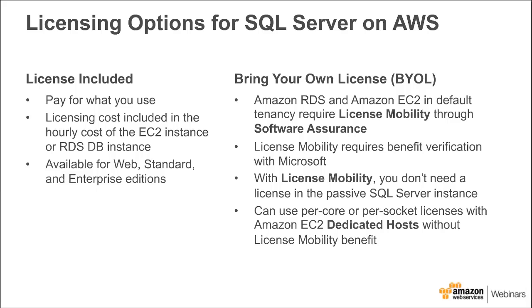If you need to have an HA solution and the secondary instance is truly passive, meaning it's not a read replica, you would not need to license that node, providing you with cost advantages. Also, using EC2 dedicated hosts, you may be able to bring other per core or per socket licenses to AWS, as long as you're running those on EC2 dedicated hosts. So using your own licenses can also result in cost benefits depending on your licensing relationships with Microsoft.